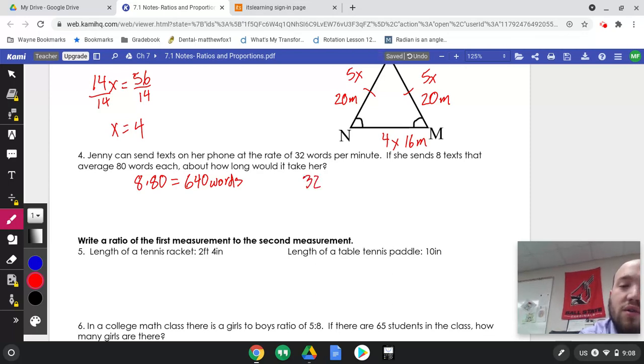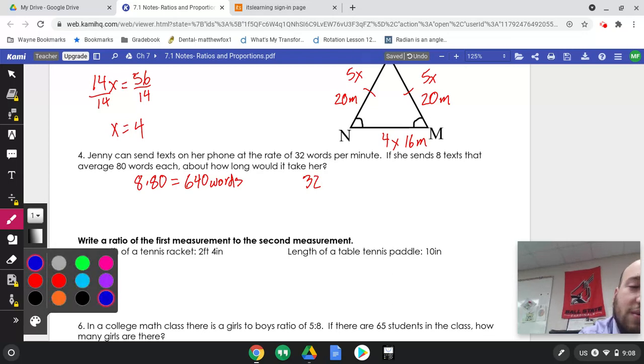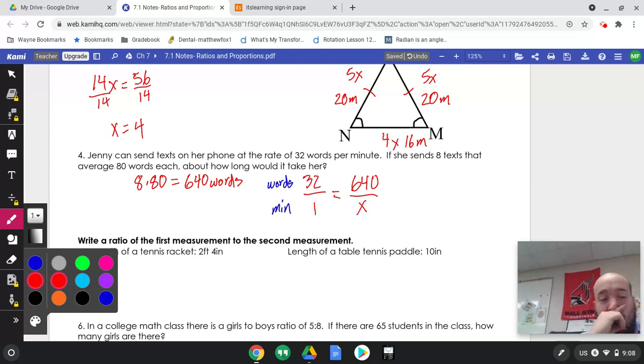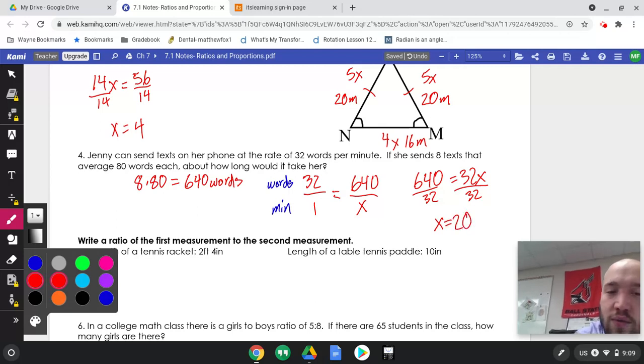So if we do 32 words, once again, I'm going to set up a proportion. I'm going to label the top row words, the bottom row minutes. So 32 in 1 minute, that means she could do 640 in X minutes. We don't know. Okay. Now from here we can cross multiply. 1 times 640 is 640. 32 times X, 32X. We'll divide by 32 on both sides and get X to equal 20. Our label here, minutes.